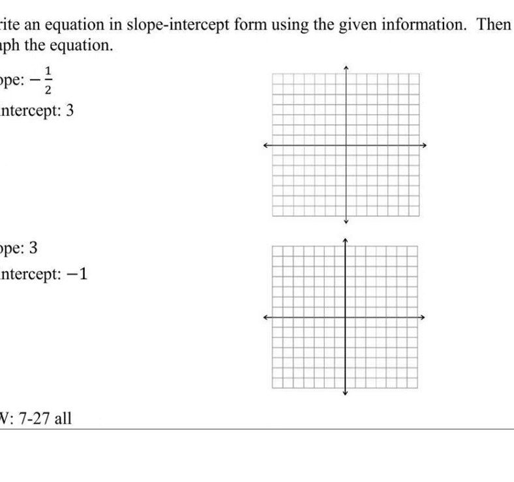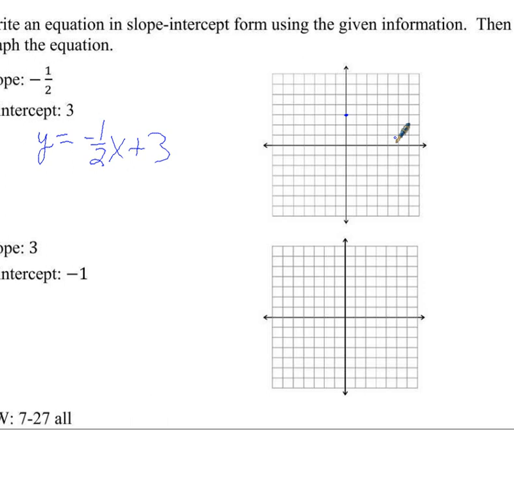So let's first write the equation here. I'm given everything I need. I'm going to write what? Y equals negative 1/2 x plus 3. That's the equation. How do I graph it? I start at 3 on the y-axis, which is right there, and then I go from there.